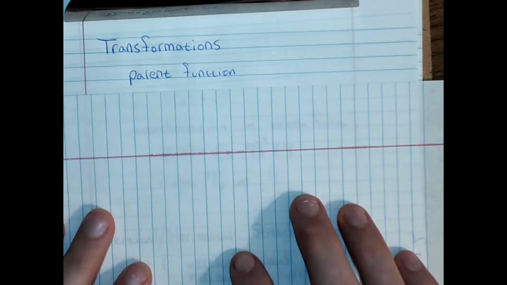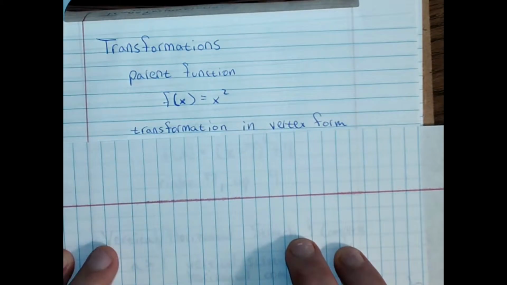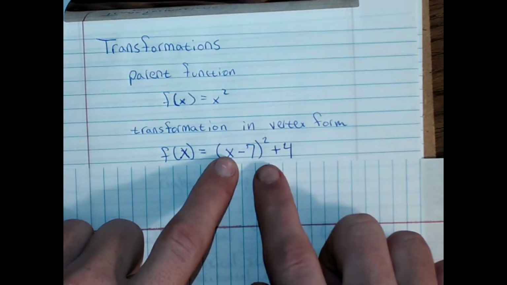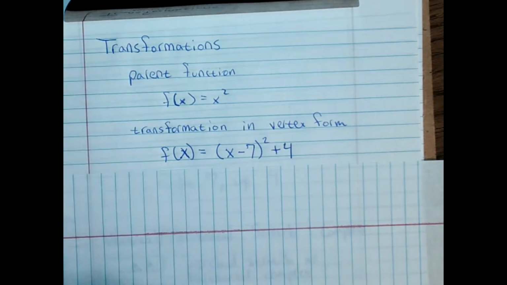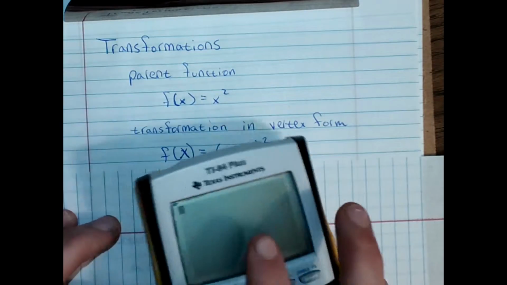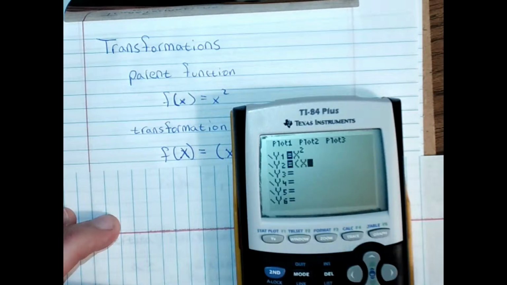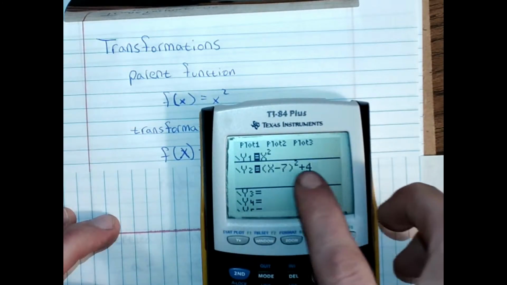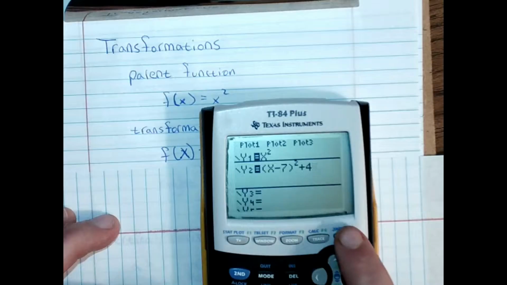When we're talking about transformations of the parent function, the parent quadratic function, we're usually looking at them in vertex form, and then we're asking what sort of transformations were made here compared to the parent function. So a really easy way to get a sense of what's going on is to use the calculator and just put them both in and compare. So there's x squared, and then here's the other, x minus 7 squared plus 4. And the goal is just to be able to look at this and know what the transformations are, and I'll talk about that in just 1 minute. But first, let's look at the graph.